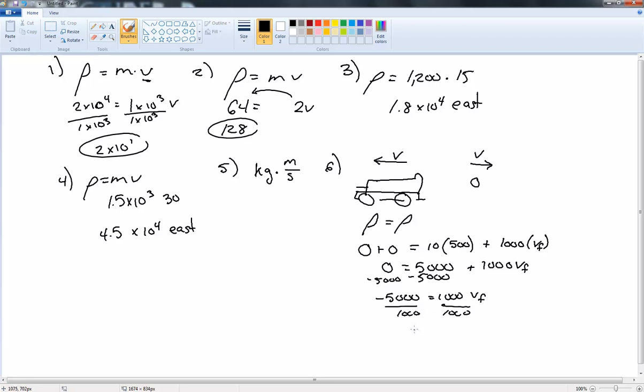And we get that the velocity of the cannon is going to be negative 5. But now this negative really means that it's to the left, because we said that the cannonball was moving to the right, and that was the positive. So this could also be considered as 5 to the left. So since they're just looking for the velocity, this is going to be choice 1.